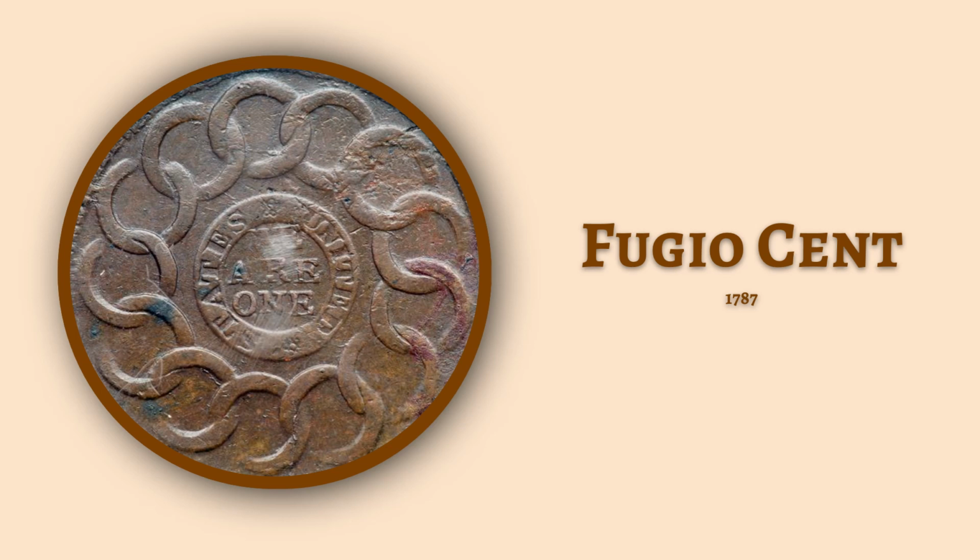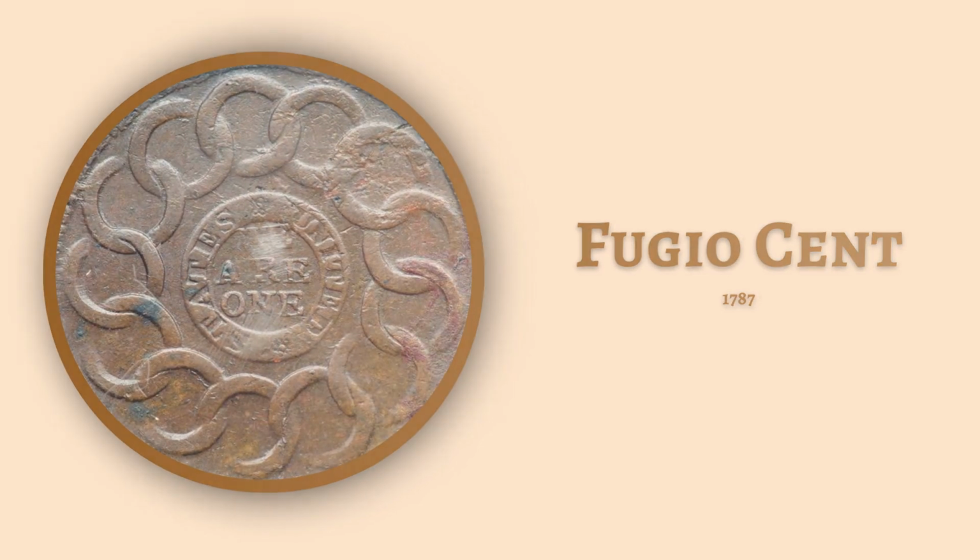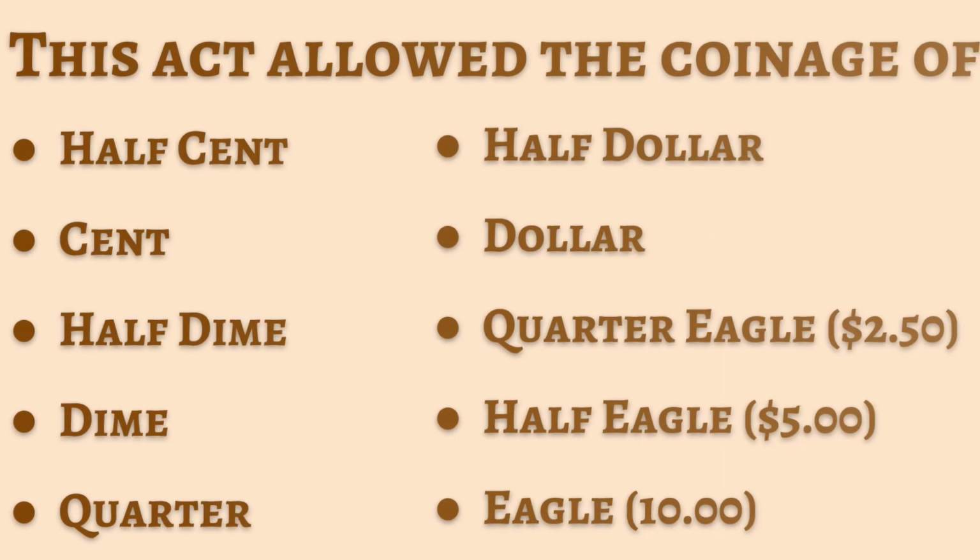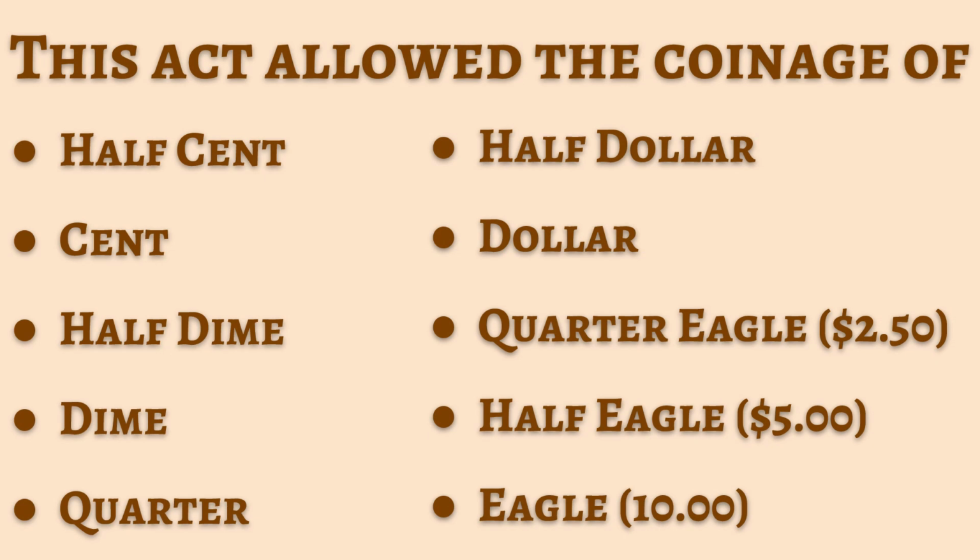The next coin will not be until 1793, when the Coinage Act of 1792 would allow the U.S. to produce coinage of various denominations. This act allowed the coinage of half cent, half dime, quarter, half dollar, quarter eagle, dollar, half eagle, and the eagle.